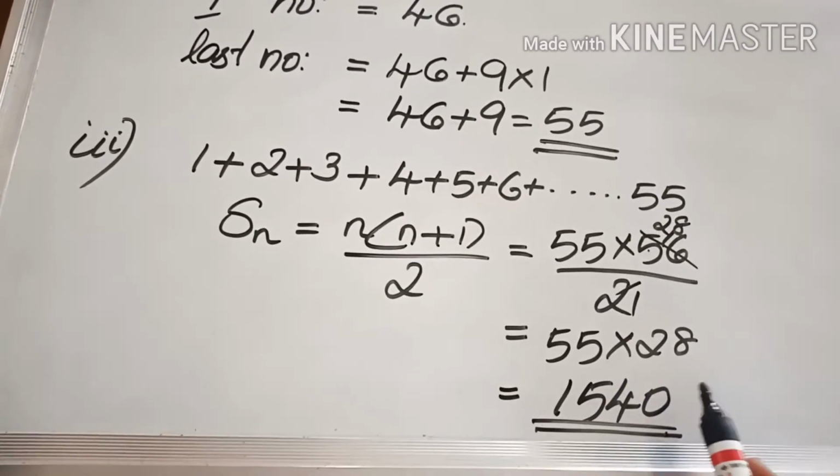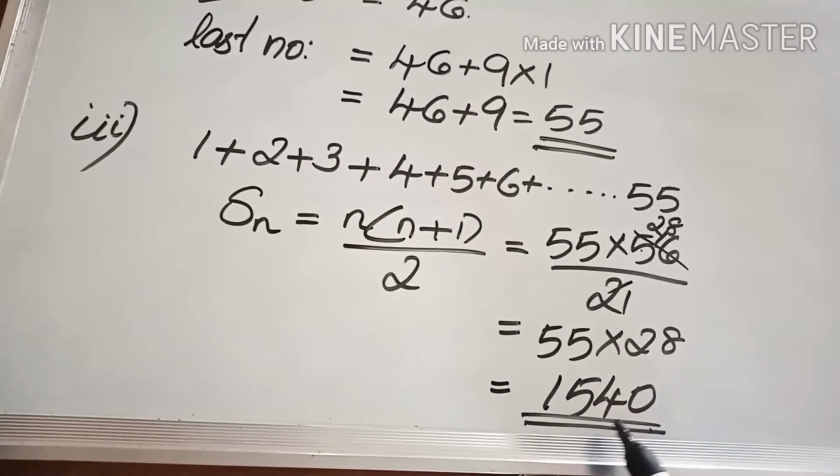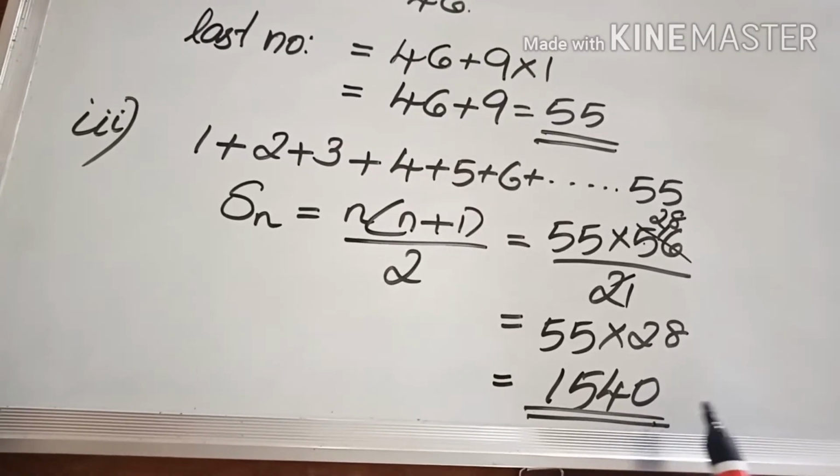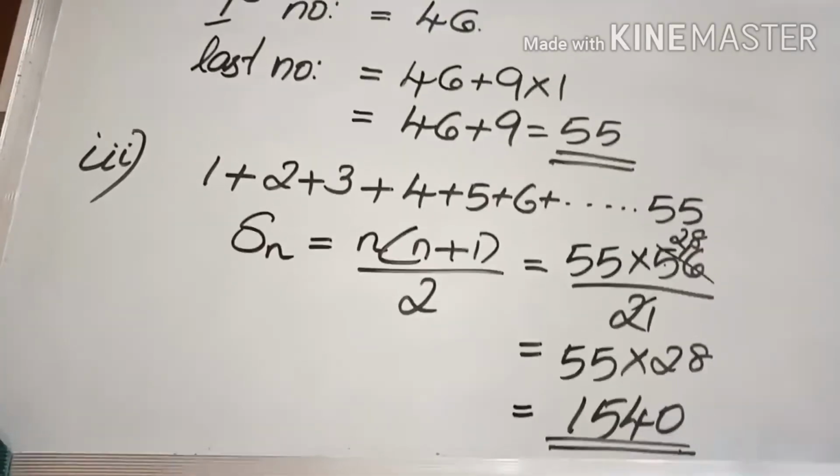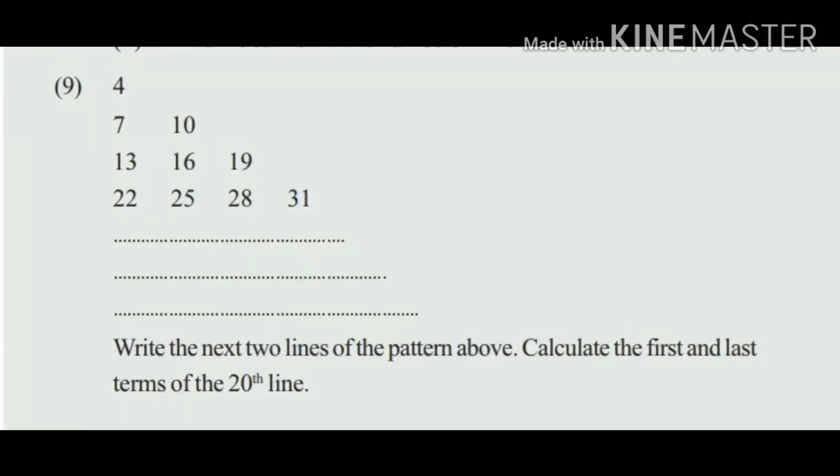1540 is the answer. That means the sum of the first 55 numbers is 1540. Now our last question is question number 9. 4, 7, 10, 13, 16, 19, 22, 25, 28, 31, etc.